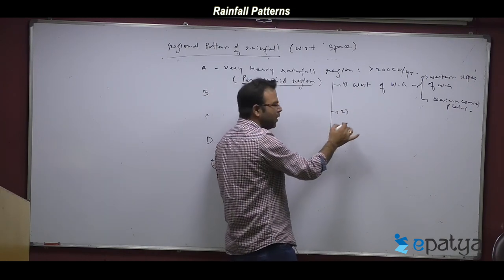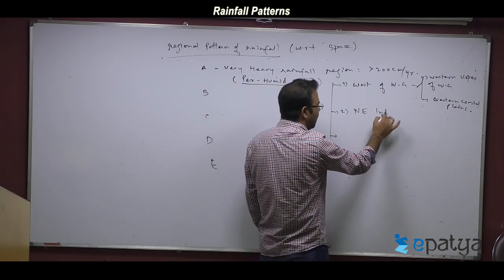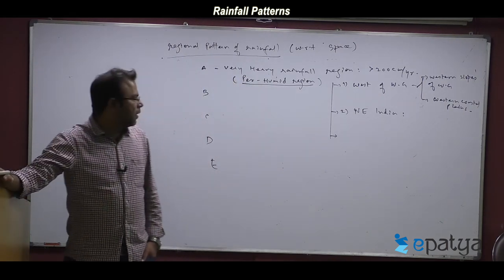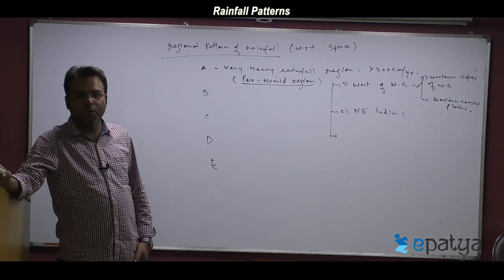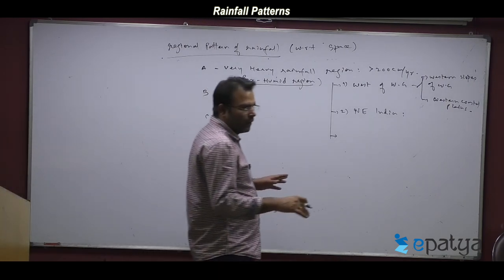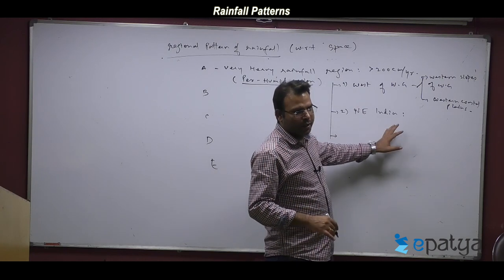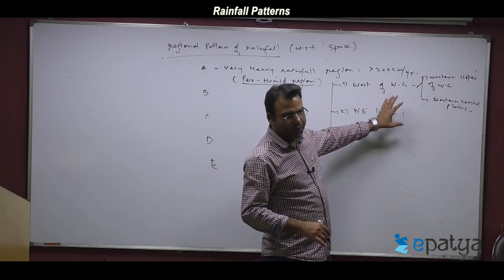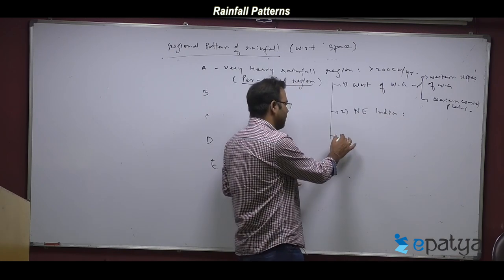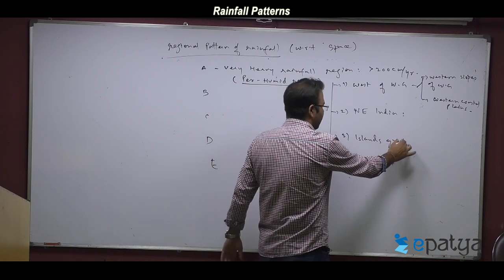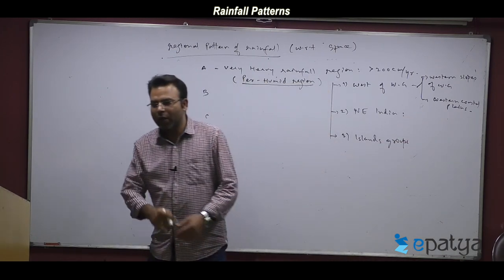Second geography is Northeast India. Northeast India also falls under the perhumid region. It includes Assam, Upper Assam, Meghalaya, Manipur, the northeastern states of India. Third region is island groups of India.